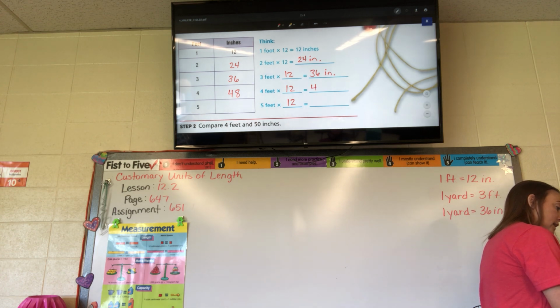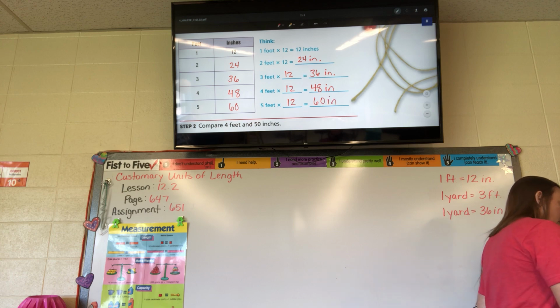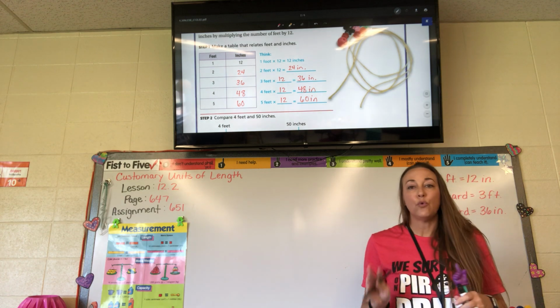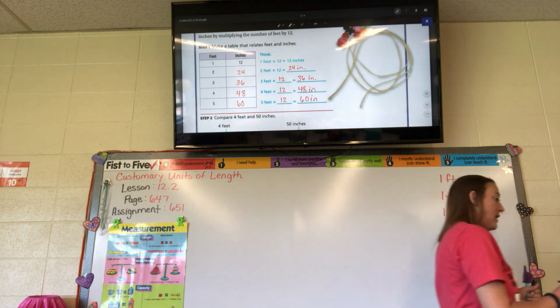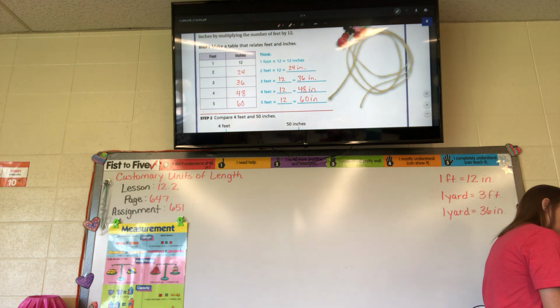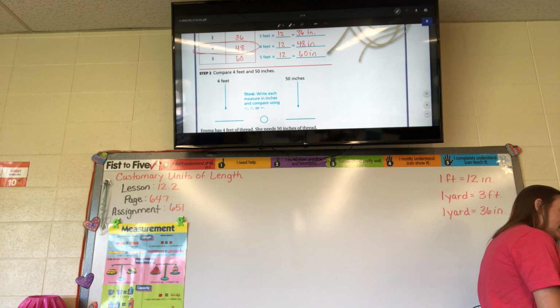And so that's 48 inches. And then 5 times 12 is 60, so 60 inches. Now, if you remember, it says that she has 4 feet. So, how many inches are in 4 feet? Well, look what we have right here. So, 4 feet is the same as 48 inches.